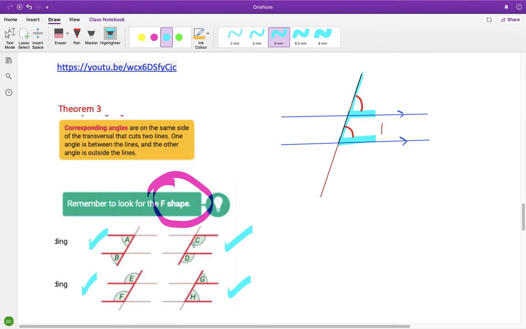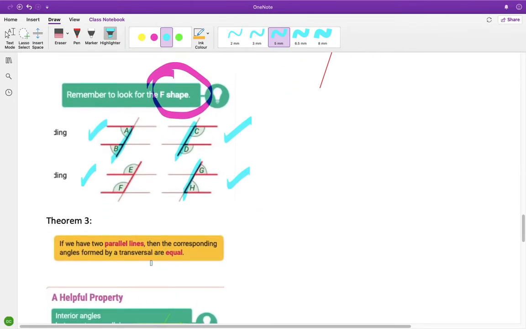They're on the same side of the transversal. So these two are on the right. Remember, this is the transversal. So they're on the right of the transversal. One is in between the lines, one is outside. Here's my transversal, so they're both on the right as well. The H is in between the lines, the G is outside. Okay, and then same over here. Here's my transversal, so both of these are on the same side, they're both on the left. The A is in between the lines, the B outside. Is that okay? So that's how you pick out corresponding angles.